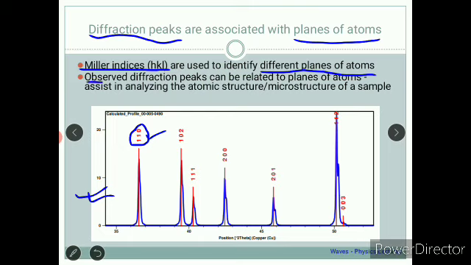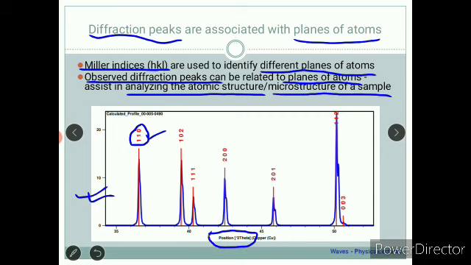So this observed diffraction peak that we are talking about can be related to the plane of the atoms, and it will basically assist in analyzing the atomic structure or microstructure of the sample. So if we are able to know the position of the Miller indices at a particular 2 theta angle, please remember this, the x-axis is 2 theta, so these are all angles. At a particular angle, if we are able to find out what the Miller indices is, we can comment a lot about the atomic structure, which we are going to see in the near future. Whenever you are doing any kind of characterization and you have an XRD analysis, it's very important that you index it correctly.